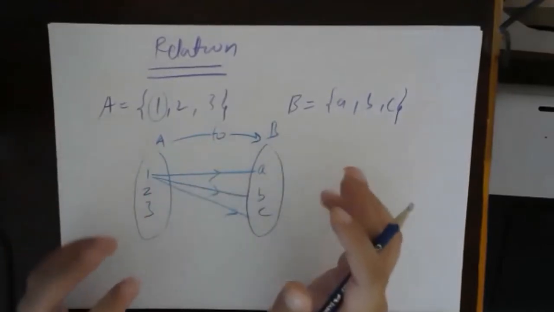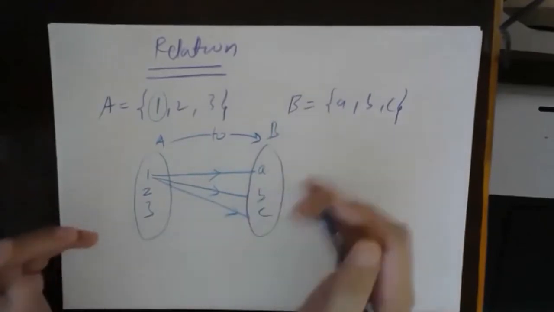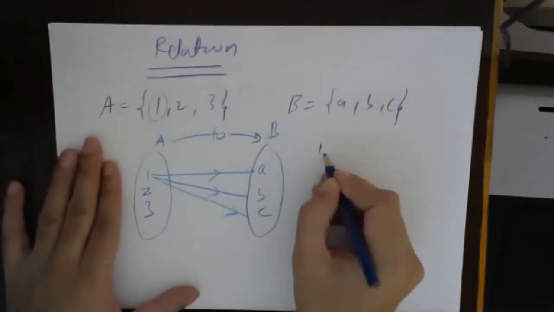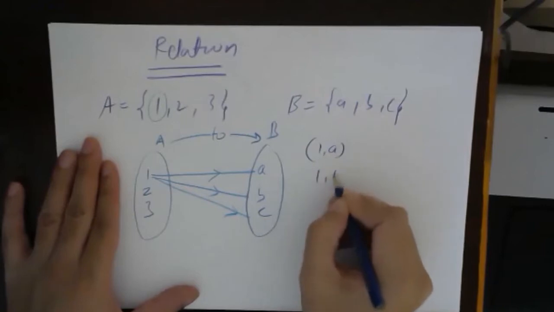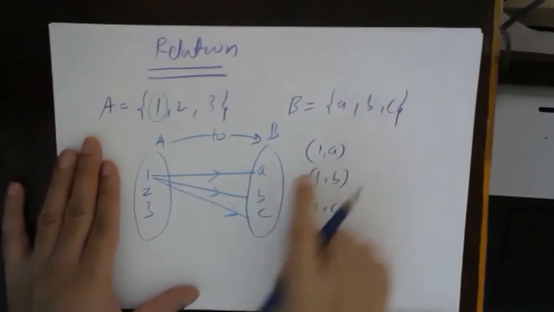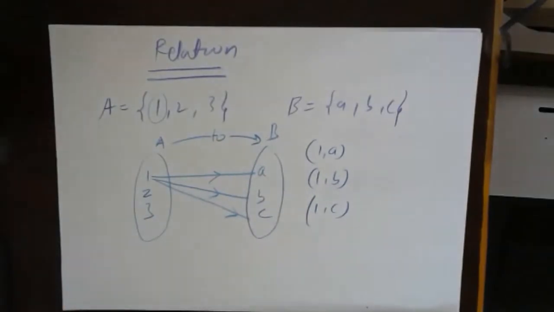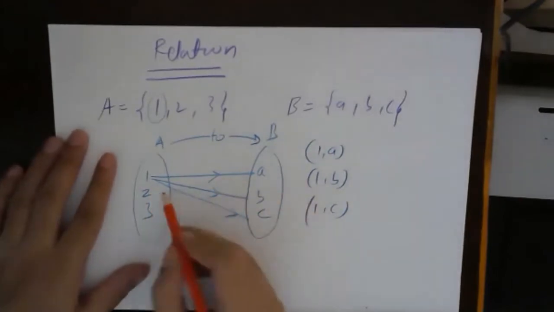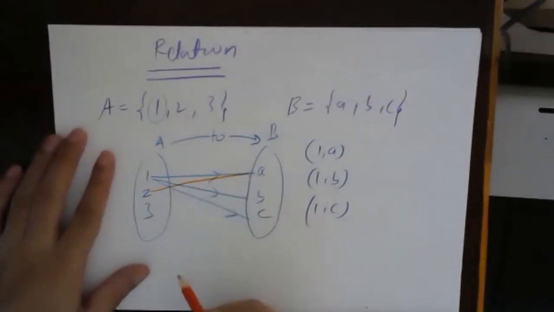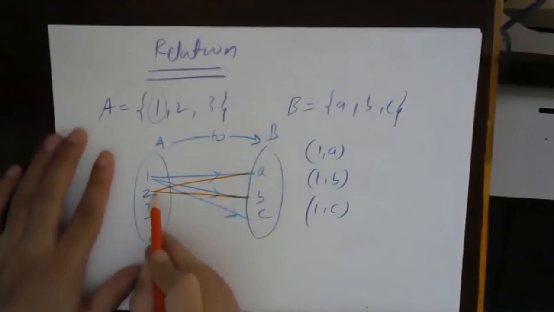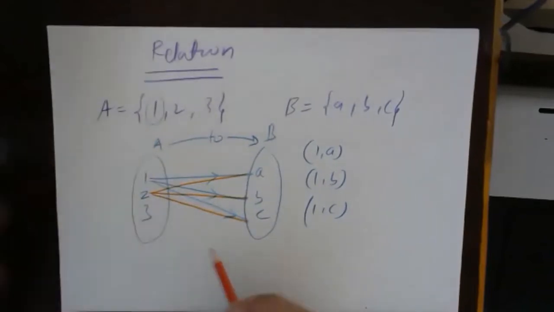You're saying, sir, also write it. Okay, I will also write it. So I'm writing (1, a), (1, b), and (1, c). That means 1 is linked with a, 1 is linked with b, and 1 is also linked with c. Next, I will link the element 2 with everything else. I will link 2 with a, 2 with b, and 2 with c. Now I will write them also.